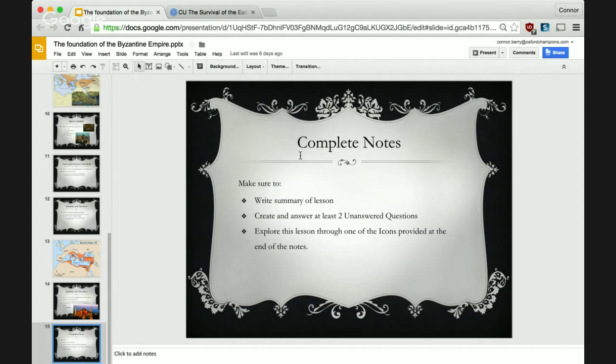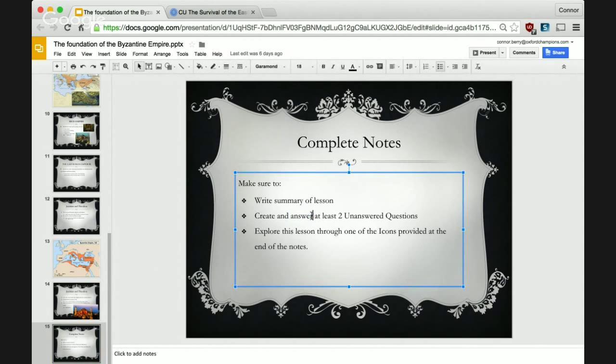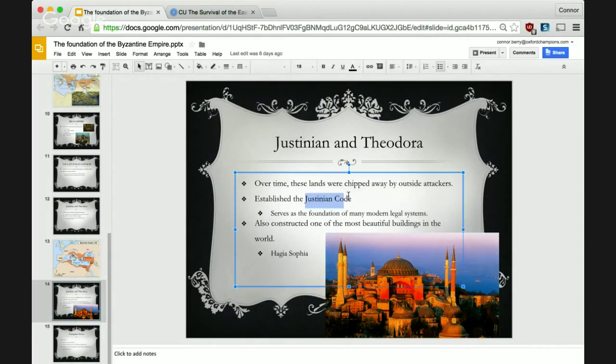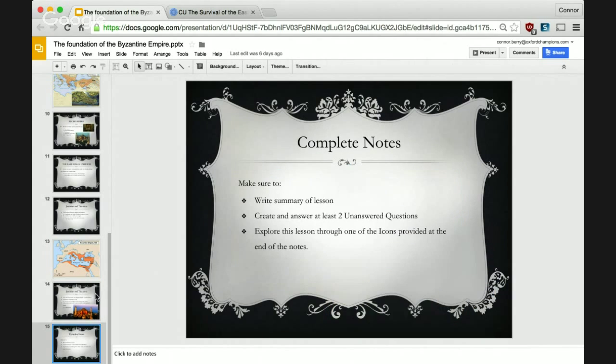And remember, when you get to the end, you're going to write your summary. You're going to create and answer at least 2 unanswered questions. Here's the big part: answer. We've been doing a good job coming up with some good questions, but you need to create them, and then you need to research and actually answer those 2 unanswered questions. And then go through and explore some of those icons and decide. Now remember, rules. You could use the rules icon and give me some information on the Justinian Code. That's a set of rules. Interesting. But that's just one idea. You can do anything you want.